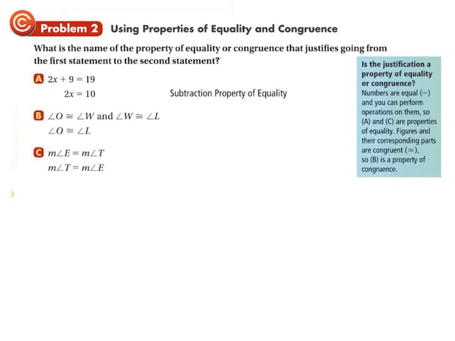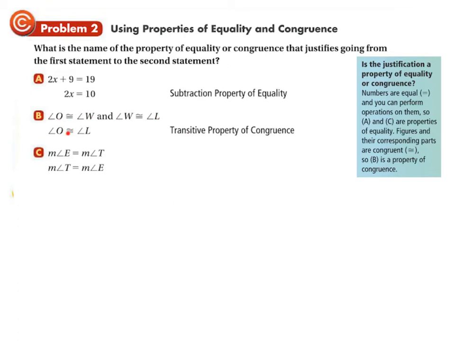Let's take a look at it. What do we got here? Angle O is congruent to angle W, and angle W is congruent to angle L. So therefore, angle O is congruent to angle L. That's transitive property. Okay, and when you think of transit, you think to move from one place to the other. And what we're doing is we're moving from here to here through this. Okay, we're saying if this is equal to this and this is equal to this, then that is true.